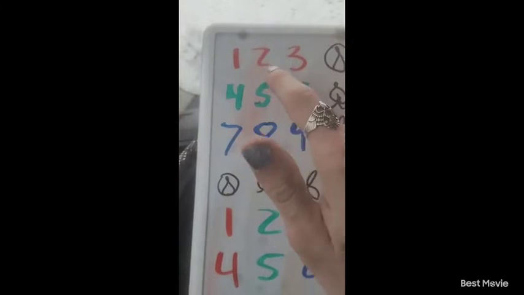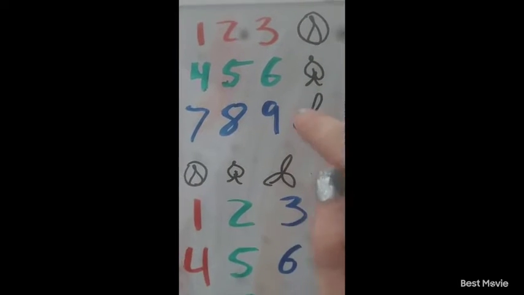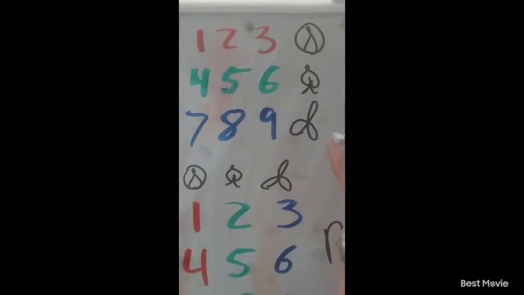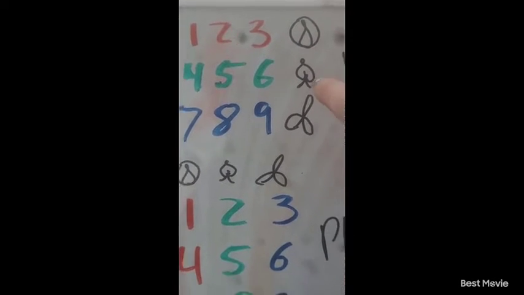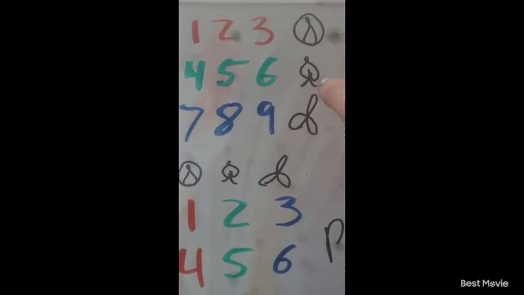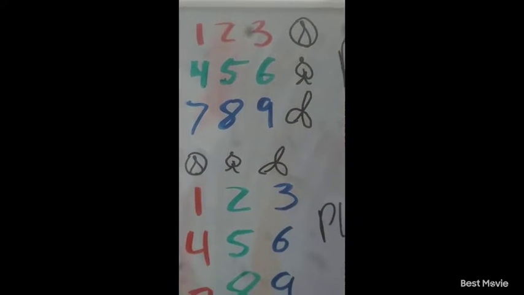So 1, 2, and 3 are cardinal, right? 4, 5, and 6 are fixed, and 7, 8, and 9 are mutable. So I represent cardinal, like I said, by the seed. I represent fixed by a leaf or a growing tree. And then I represent mutable by the current.